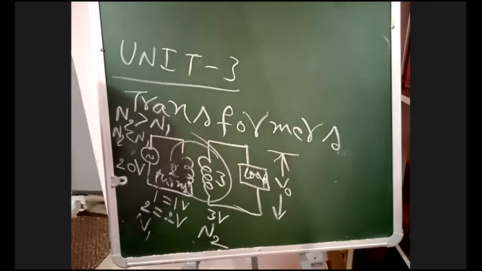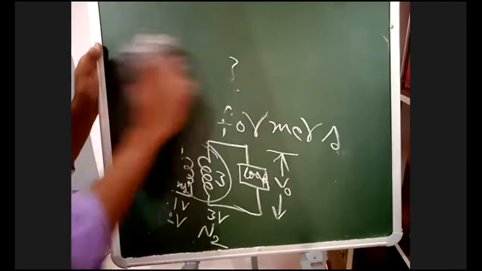Where N1 and N2 are turns in the windings. N1 is equal to the number of turns in the primary winding. Next line. N2 is equal to the number of turns in the secondary winding.